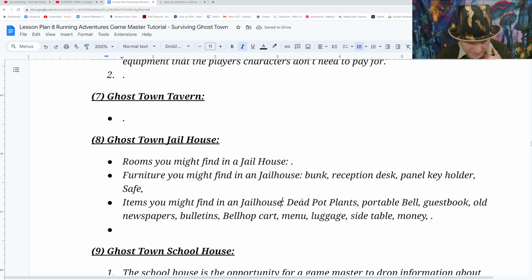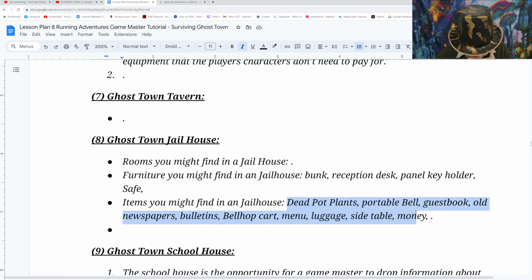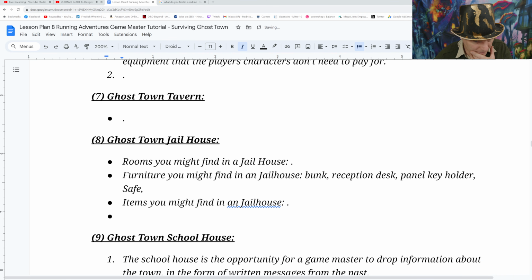Let's forget about that. Items, furniture. Okay. All right. Torture devices. Oh, I don't think so. Torch scotches. What's a torch scotch?